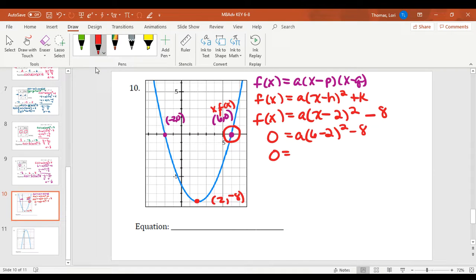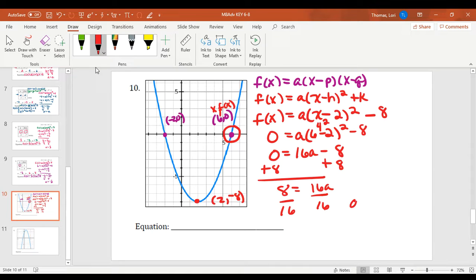And now we're going to simplify the right side. 6 minus 2 is 4. 4 squared is 16 times a minus 8. Let's solve for a. Add 8 to both sides and divide each side by 16. My a value is 1/2. So f of x equals 1/2 times x minus 2, quantity squared, minus 8.